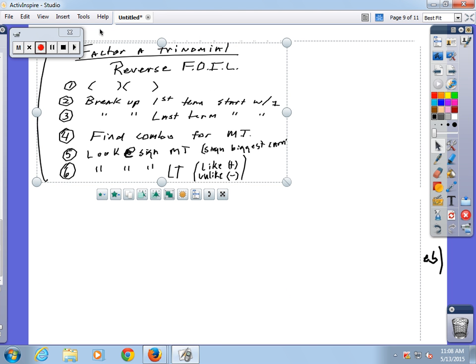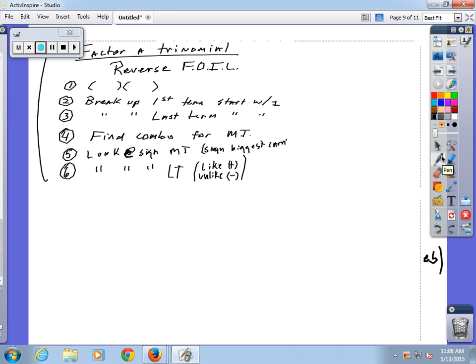Alright, so there's our, let's do an example. Let's do x squared, I gotta think up one, minus 5x minus 36. Take a minute and work on that one.